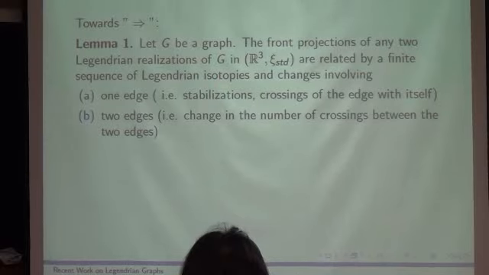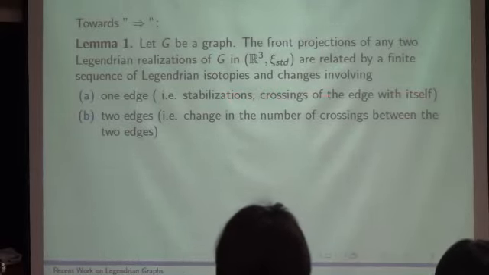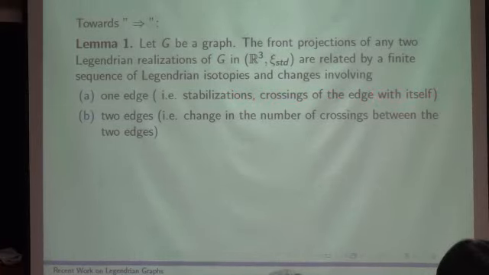If they were in the same class, then we'd be done. But if not, there are two other kinds of moves that will get me from one to the other, these changes. We could change one edge, and we could add in stabilizations. We know that's going to change the Legendrian class. And we could change the crossings of the edge with itself. Or we could change two edges in this way, where we change the number of crossings between the two edges. So this is just saying that if you have two different embeddings, this is all I need to do to be able to move between them.